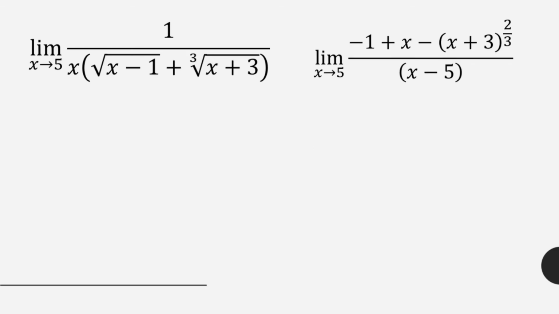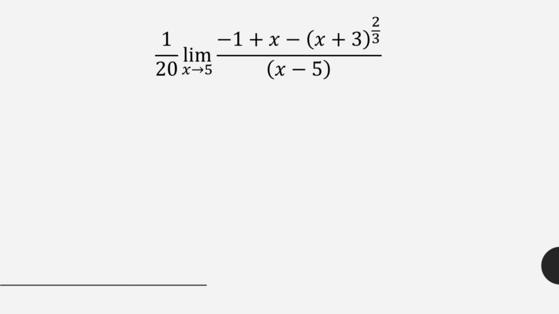Focusing on the first limit, if I plug in x equals 5, I get 1 over 20. And I'll multiply that by the second limit. Now the second limit, when I plug in x equals 5, I get 0 over 0. So I want to multiply it by something.